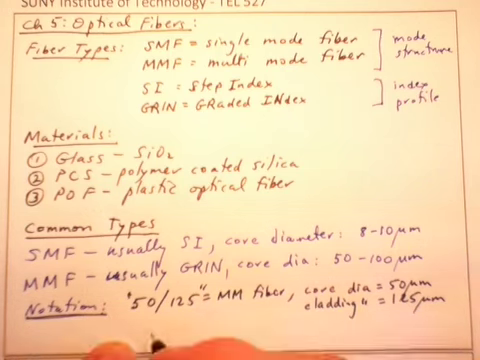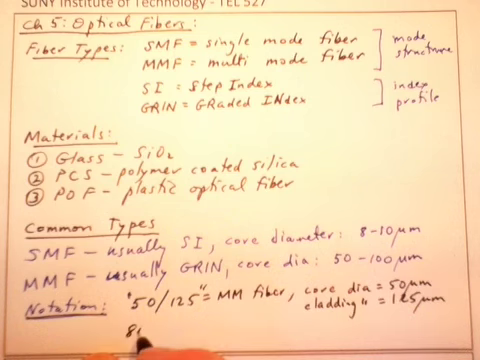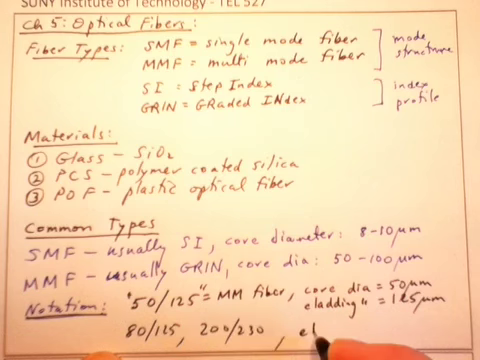And so typical multimode fibers include 80/125, 200/230, etc. And that characterizes the fiber core diameter and cladding diameter.